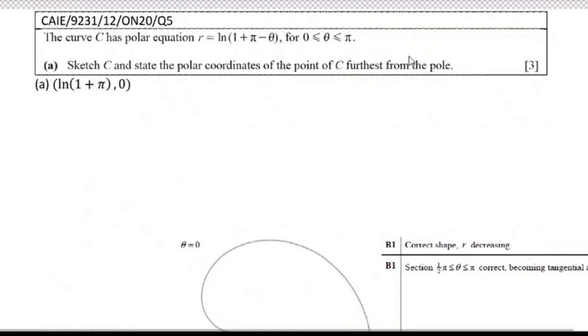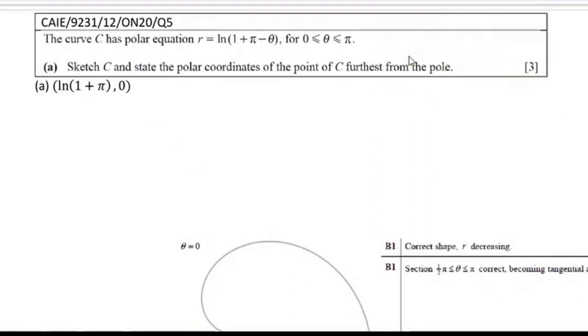Let's look at this curve here. Sketch C, and state the polar coordinates of the point C furthest from the pole. We expect that the sketching here has 2 marks. As we look at the function here, usually in the first part, if it is a sketching, it should be something very easy for us to sketch. If you look at the theta here, as theta increases from 0 to pi, we expect that r is getting lesser and lesser.